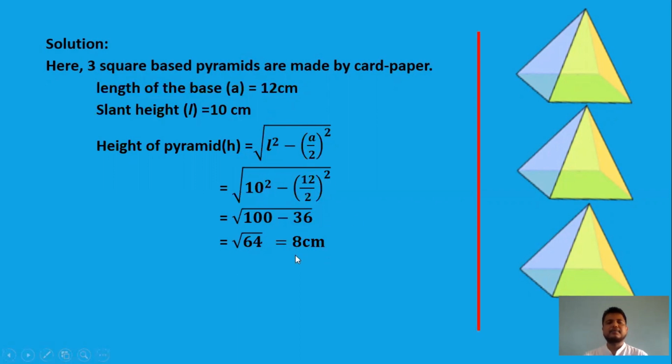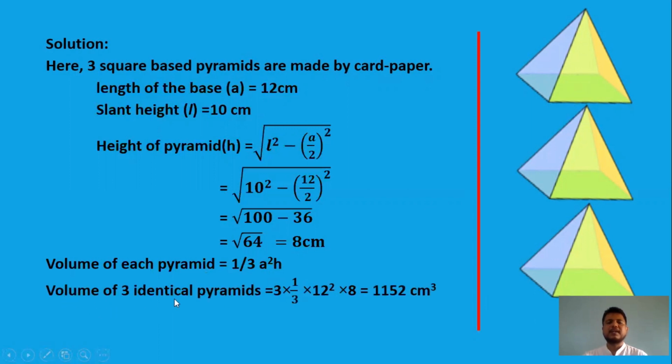After getting the height of the pyramid, now we can find the volume. Volume of each pyramid. Formula for the pyramid is 1 by 3 a square h. This is the formula to find the volume of one pyramid. And we know that these 3 pyramids are identical. So we can do one thing here. If I multiply this formula by 3, then I can find the volume of 3 pyramids at once.